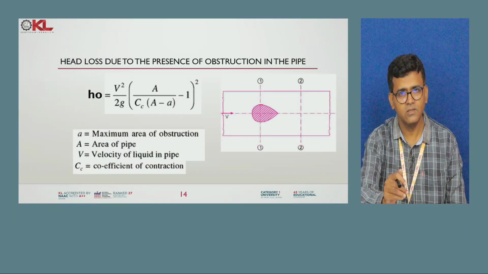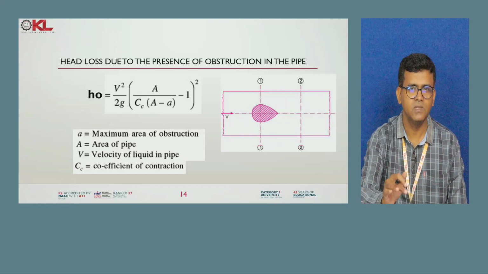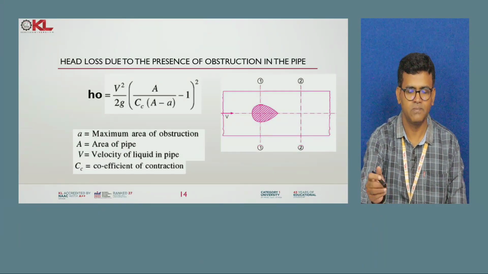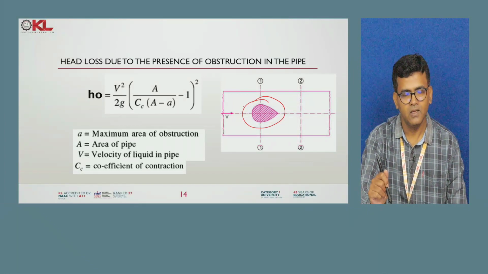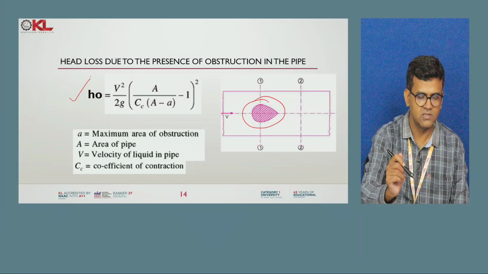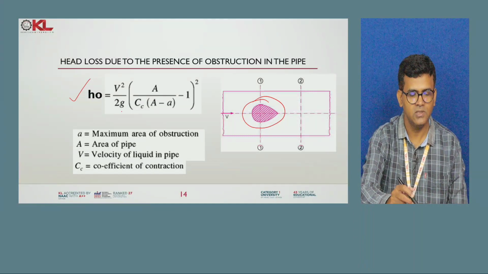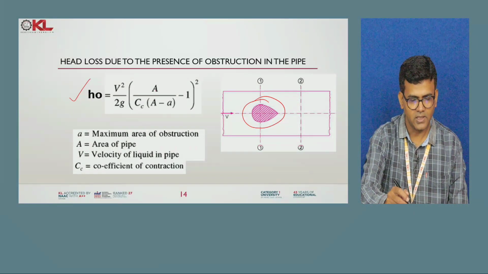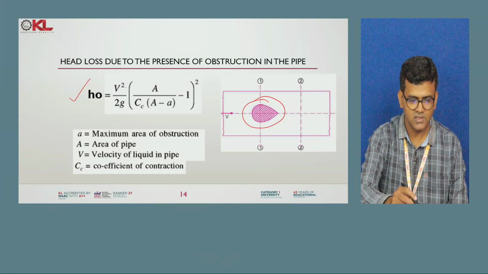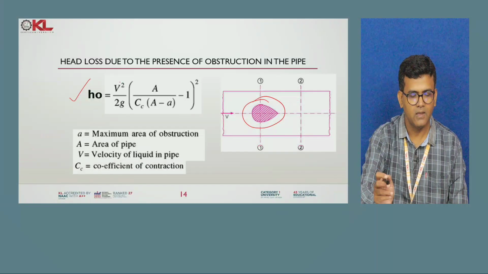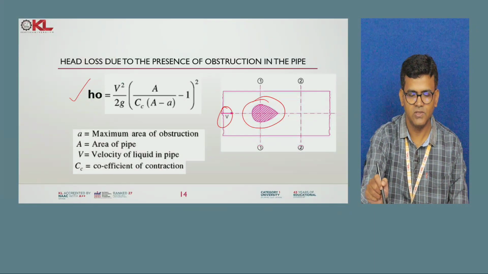Head loss due to the presence of some obstruction in the pipe. This is the obstruction which is present in the pipe. So the head loss is given by h0, that is equal to V square upon 2g multiplied by (A upon (Cc times a) minus 1) whole square. Here V is the velocity of the fluid flowing in the pipe.